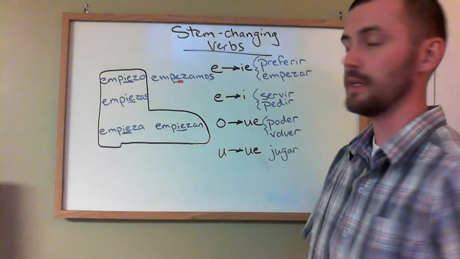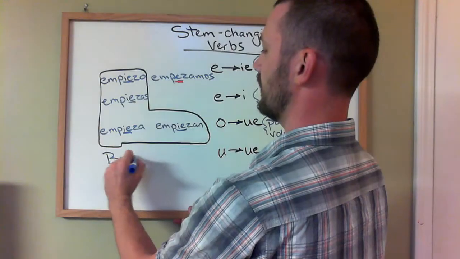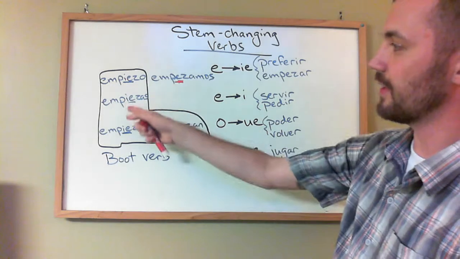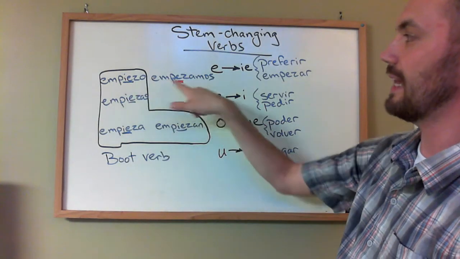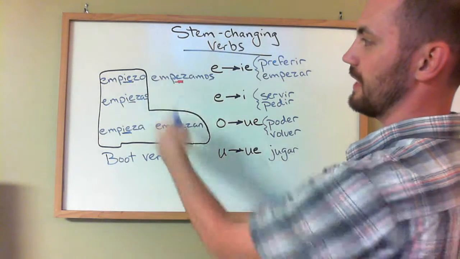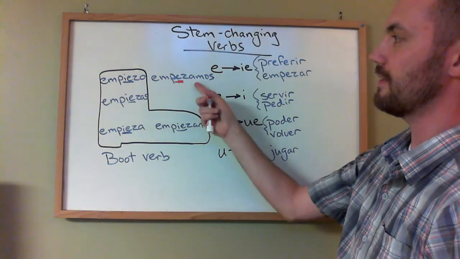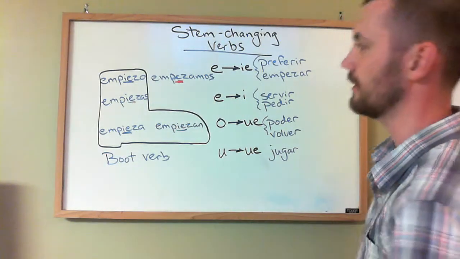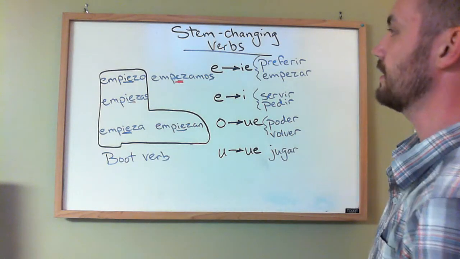with the stem change. All right, so do you see why this is called a boot verb? Because every verb inside the boot has the IE stem change. The one outside the boot doesn't. So if you always learn your verbs in these 2 columns, singular and plural, then you'll always have this one outside the boot. And you've been taught this way since the beginning of Spanish 1, so you're good there.